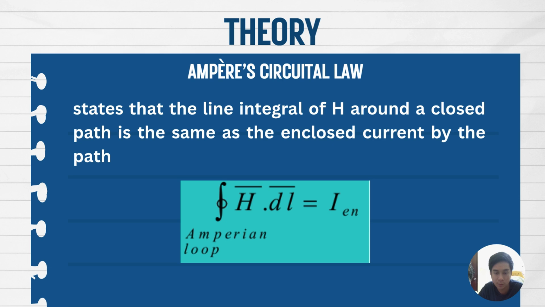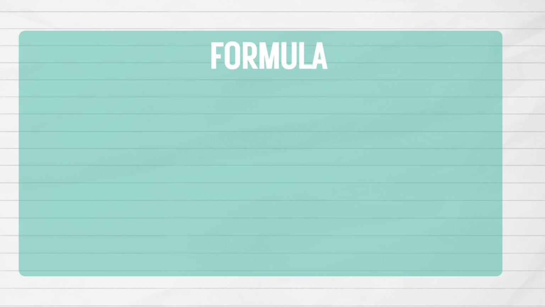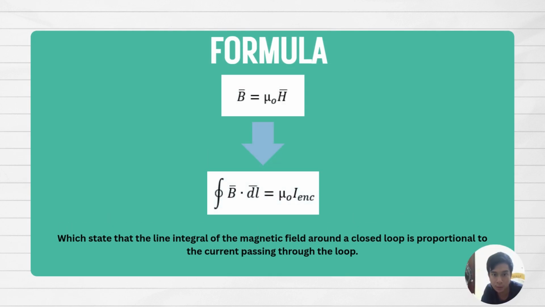Below is the formula of Ampere's circuital law. Using this formula together with B equals mu naught H, where B is the magnetic flux density, and by manipulating the formula, we get the integral of B dot dl equals mu naught I enclosed. This formula states that the line integral of the magnetic field around a closed loop is proportional to the current passing through the loop.